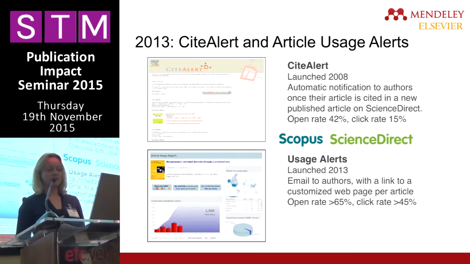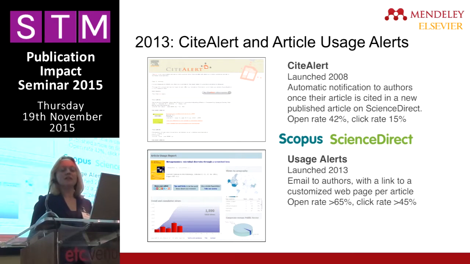Then a few years later, we launched Usage Alert, another email service. So we send a quarterly email to all authors after publication of the article. And in the email, they received a link to a personal webpage per article where they could find a lot of information about the article. Those 2 services have always been really, really popular. You can see from the open rates and click rates of the emails that people really loved receiving this information.